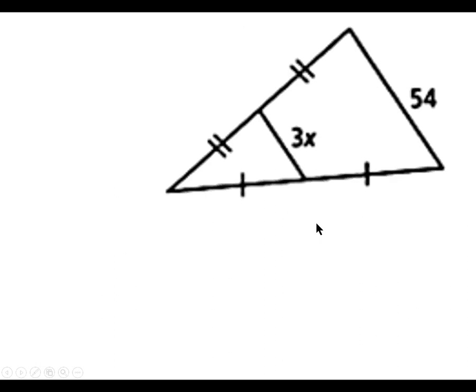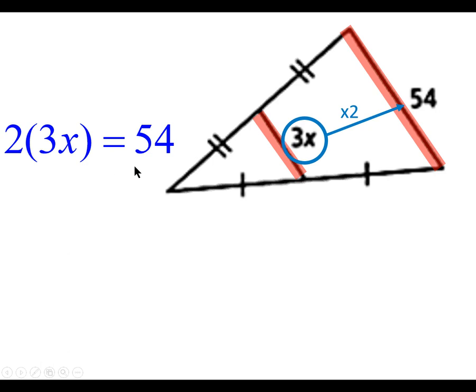For example, this problem. Now, again, a lot of people's instinct will be to say, hey, I'm going to take 54 and divide it by 2. That can help you get to the right answer, but as the problems get harder, it'll be easier to think of it as, I'm going to take the 3x and double that and make that equal to 54. So we take the length of the midsegment, 3x, double it, and make that equal to 54 and solve that equation. In this case, we have 2 times 3x equals 54. That's 6x is equal to 54, and then divide by 6, we'll get x is 9.